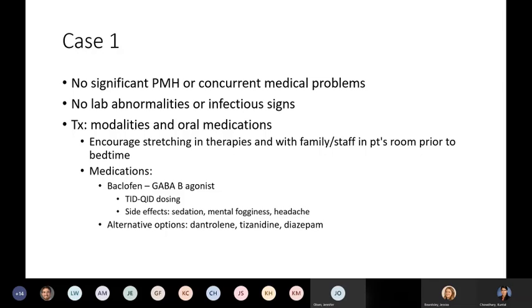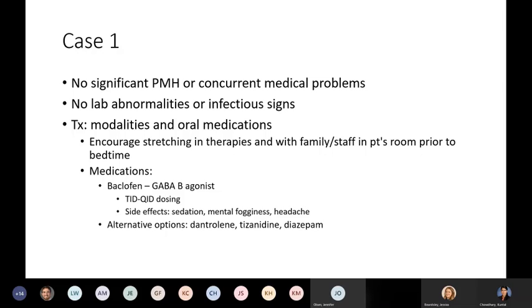Typically, your dosing is TID to QID, and it depends on the patient where you're going to start. But most often, you may start at doses something like 5 to 10 milligrams TID to QID, and then titrate up in similar increments, depending on the patient's tolerance.